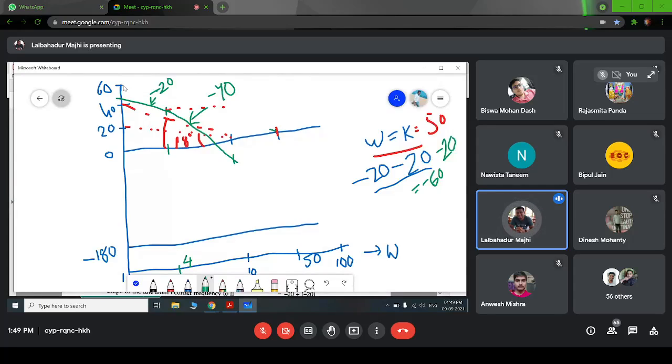Similarly, for this 60, you can measure the angle by drawing a dotted line up to this decade. This angle will be around 45 or something. So similarly, with reference to this line, we can draw a 45 degree axis. So this will be our minus 60 dB per decade slope.